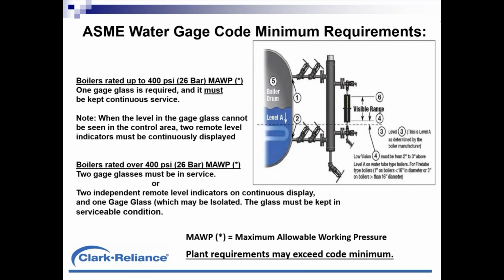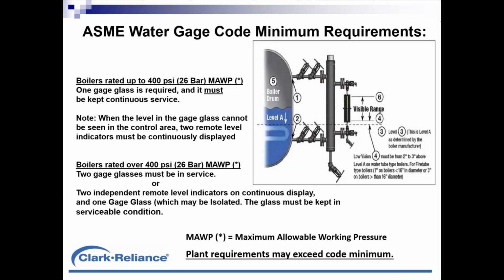When the operating range exceeds 400 PSI, there's a couple options. The old school was having an operator stationed out at the boiler many, many years ago, looking at 2 gauge glasses perhaps. But the common way today is to have at least 2 independent remote level indicators on continuous display, and a gauge glass which may be isolated. However, the gauge glass must be kept in good working order.